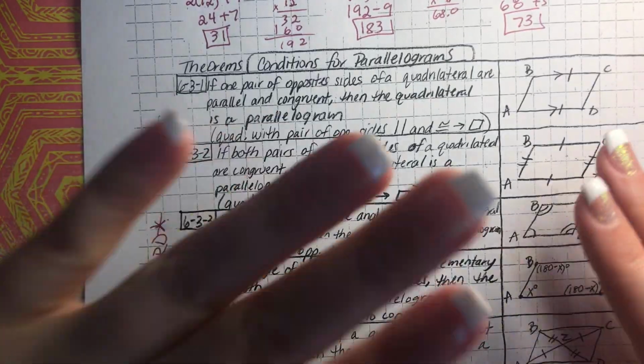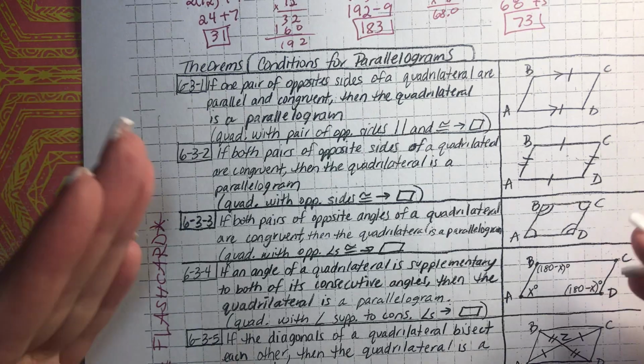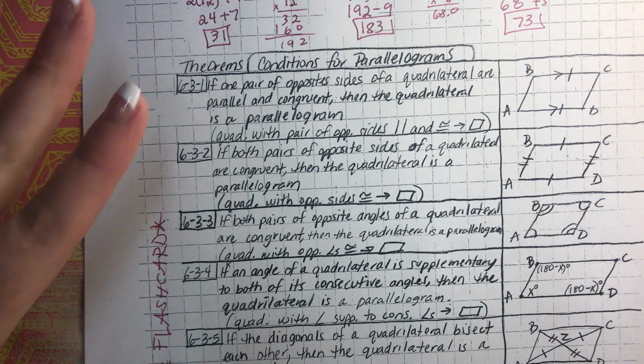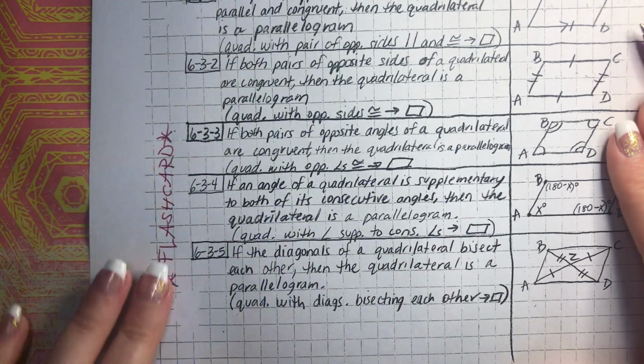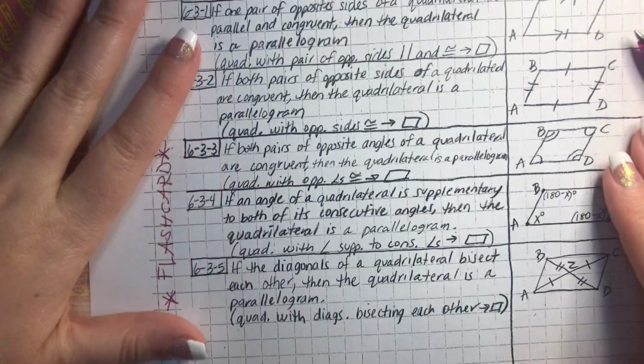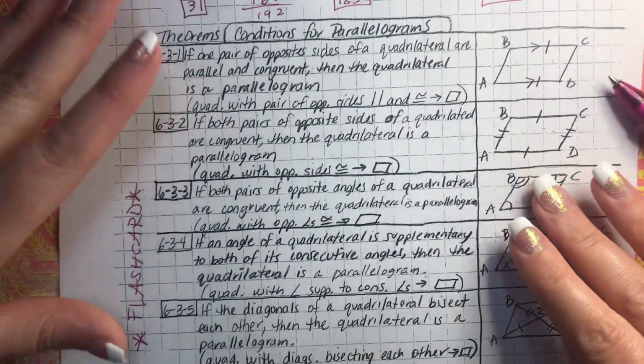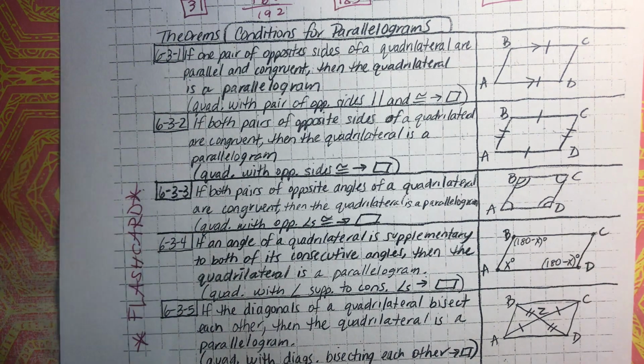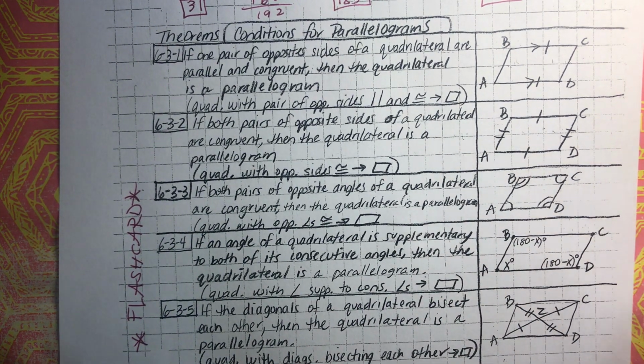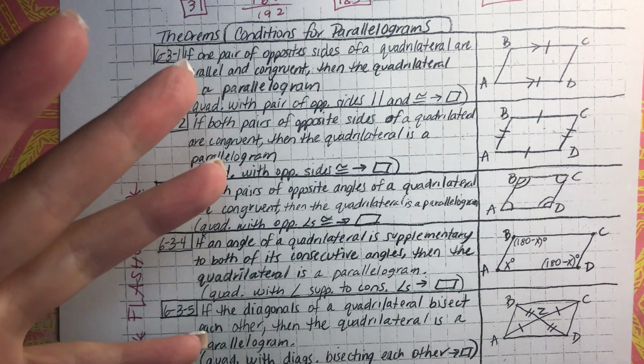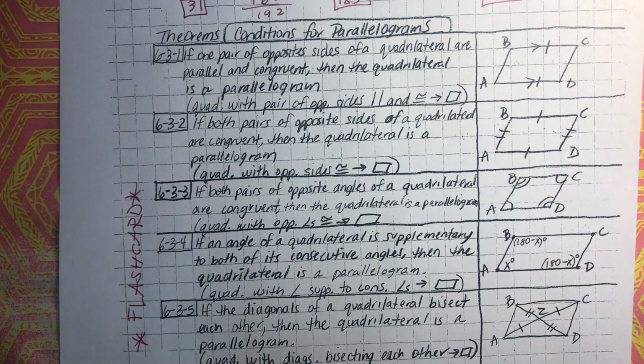Now this section is all about going backwards. We don't know that it's a parallelogram. These are 5 things that, if they occur, then you know it's a parallelogram. In 6.2, we started with a parallelogram and then we were able to say things. This time, we are not starting with a parallelogram. We're noticing things, and then because of that, you can state it's a parallelogram.